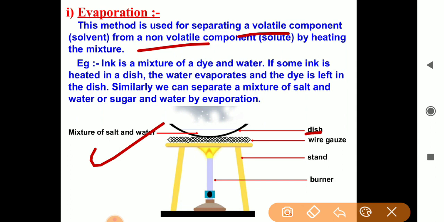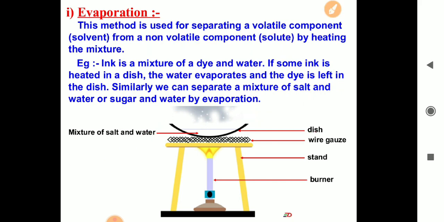Same, you can see there is a china dish. Then there is a wire gauze on which the china dish is kept. A stand is there, then a burner is there. When we heat from the burner, the water gets evaporated and the dye or salt remains back. So this is the first technique, evaporation.